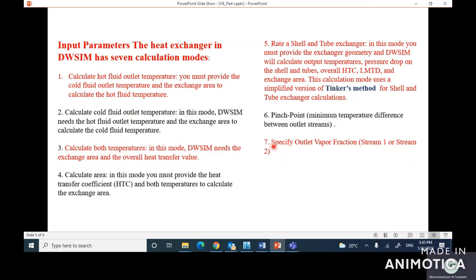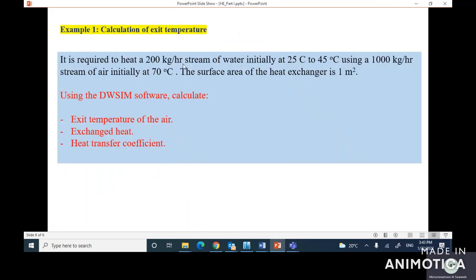In a specific application, we need to use the heat exchanger as a vaporizer, and here we need to specify the vapor fraction in that stream. For example, in some cases we would like to evaporate a certain fraction of hydrocarbons before they go to the distillation column. In this video, we will only solve the simple case, which is calculation of an exit temperature for one of the streams.